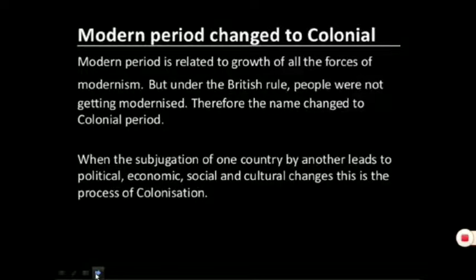Children, you all know that in 8th class we are studying the modern period of history. Now, in this chapter, in this whole 8th class, we will study how this modern period changed into the colonial period. The modern period is related to the growth of all the forces of modernism. But under the British rule, people were not getting modernized. Therefore, the name changed to colonial period. When the subjugation of one country by another leads to political, economic, social and cultural changes, this is the process of colonialization.